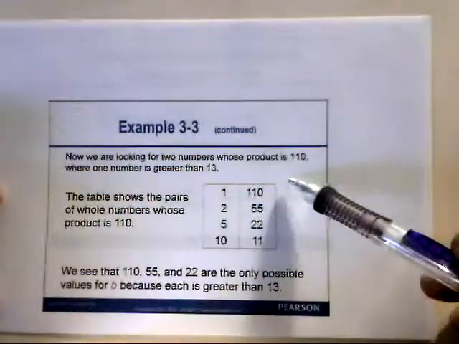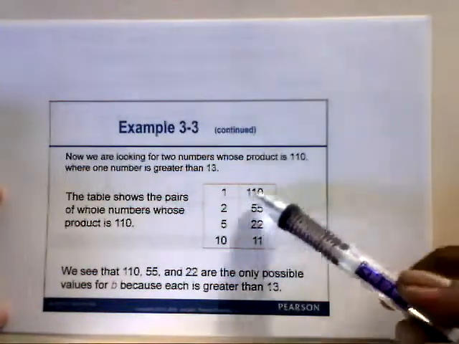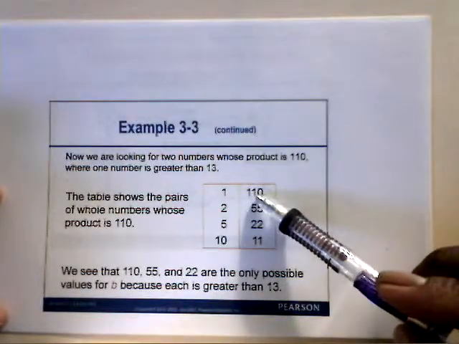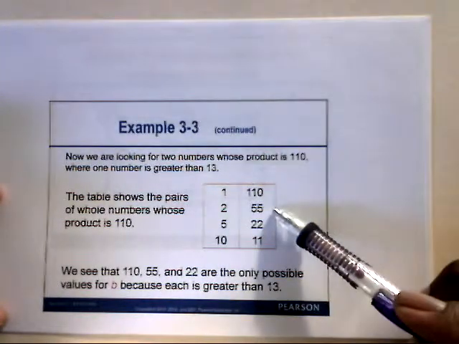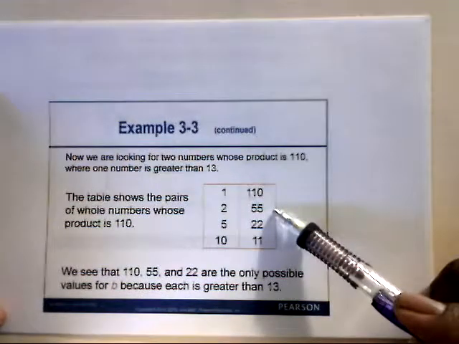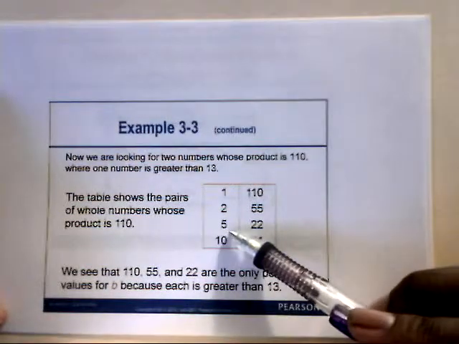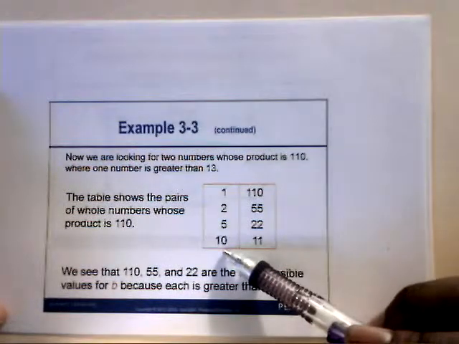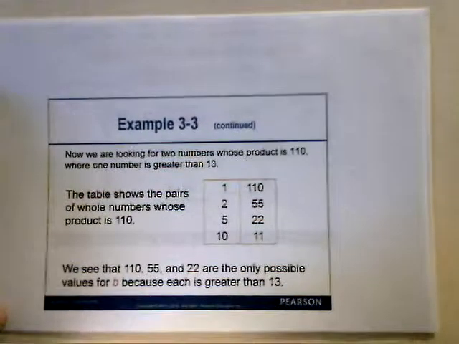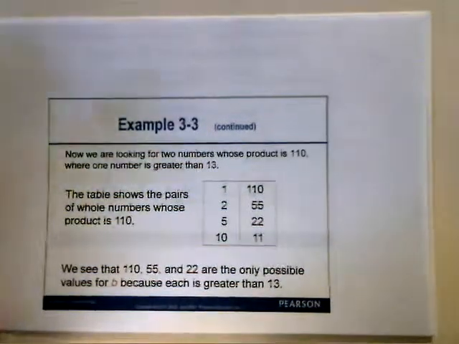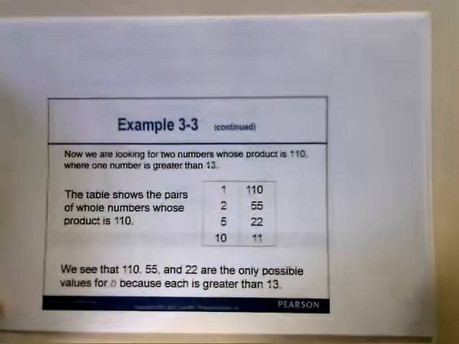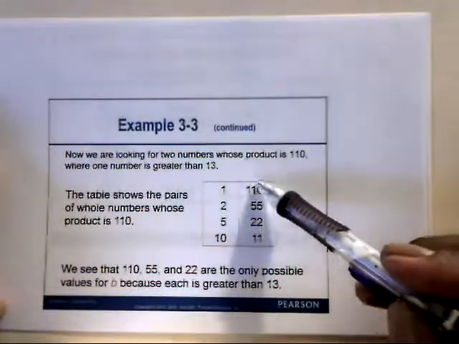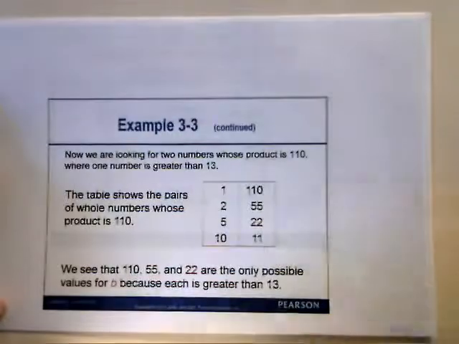And here's the table showing pairs of whole numbers whose product is 110. We got 1 and 110, 2 and 55. 3 can't go into 110 evenly. 4 can't go into 110 evenly. 5 can go into 110 evenly 22 times. And also 10 can go into 110 evenly 11 times. Now, from that table, we can see that 110, 55, and 22 are the only possible values of b, because each is greater than 13. So it'll be these three right here.